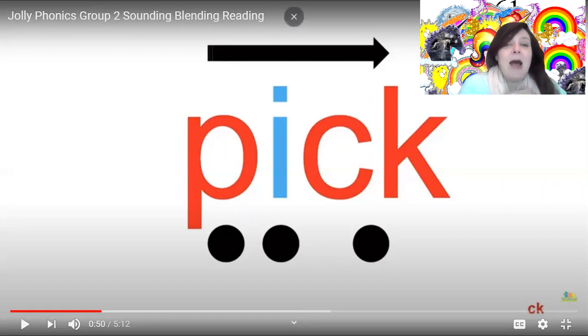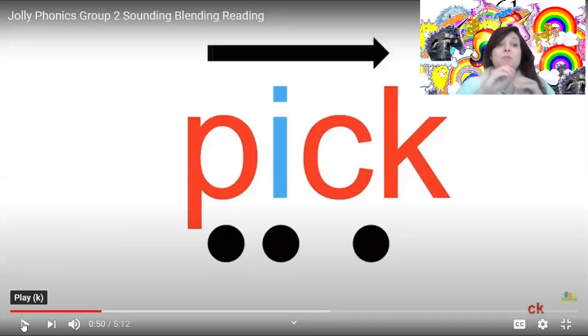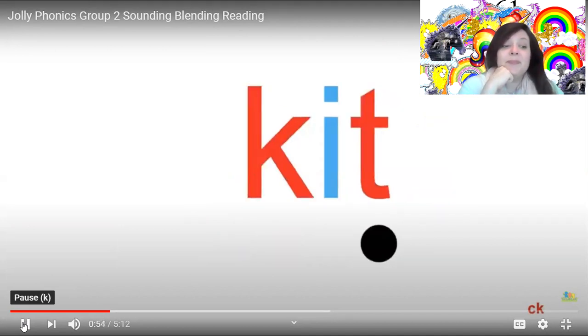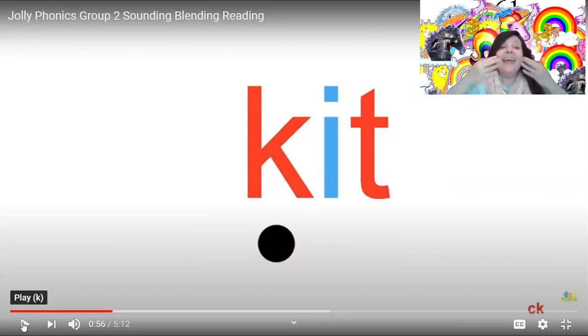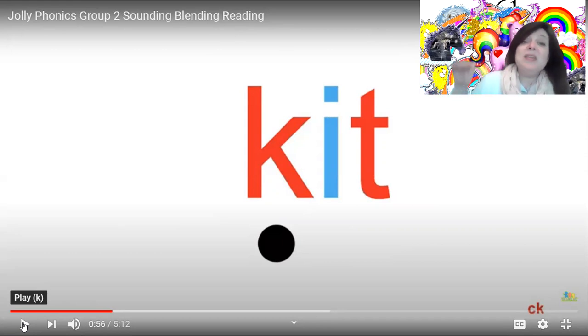Okay, let's begin our blending. Let's make a blending smoothie. What would you like in your smoothie? This smoothie has four letters. Let's see what they are. Pick. Okay, we finished that one. K, it. Ki. Kit, kit, kit, okay? If you were blending kit together and making a kit smoothie, then you did the correct thing. Okay, let's move on to the next one, okay?